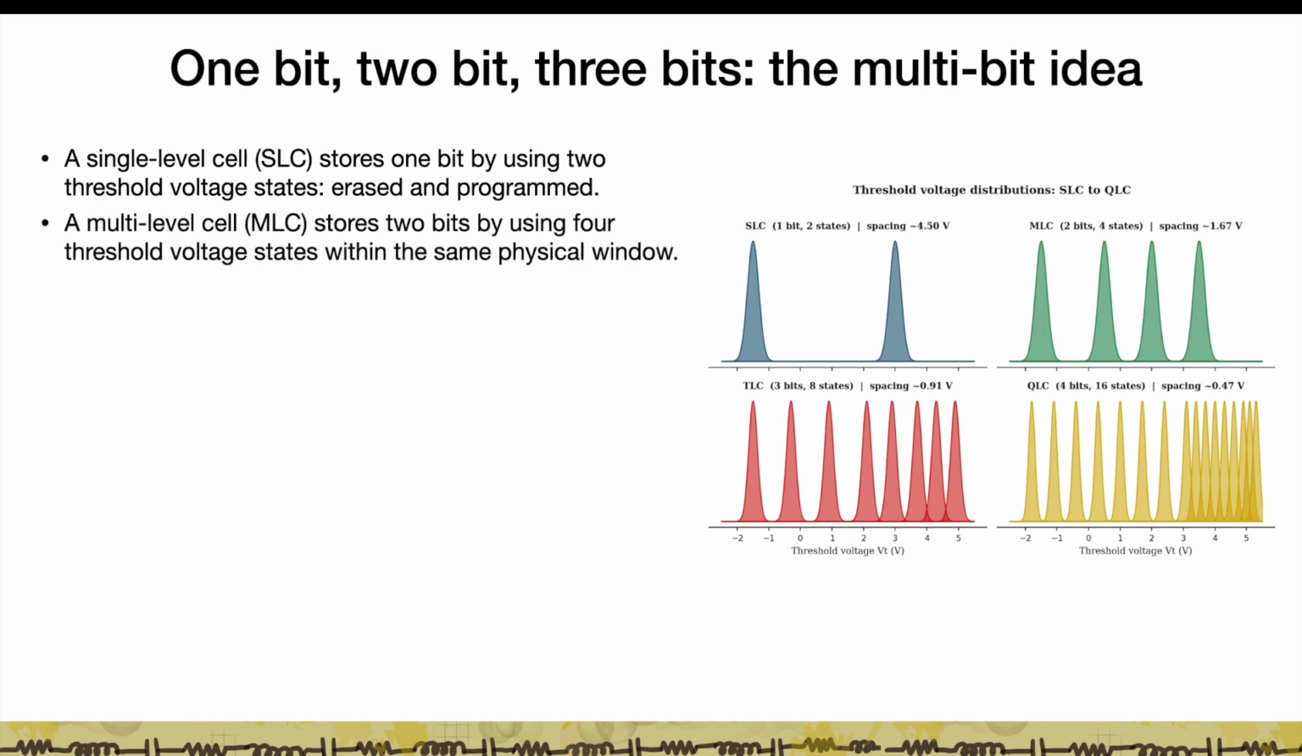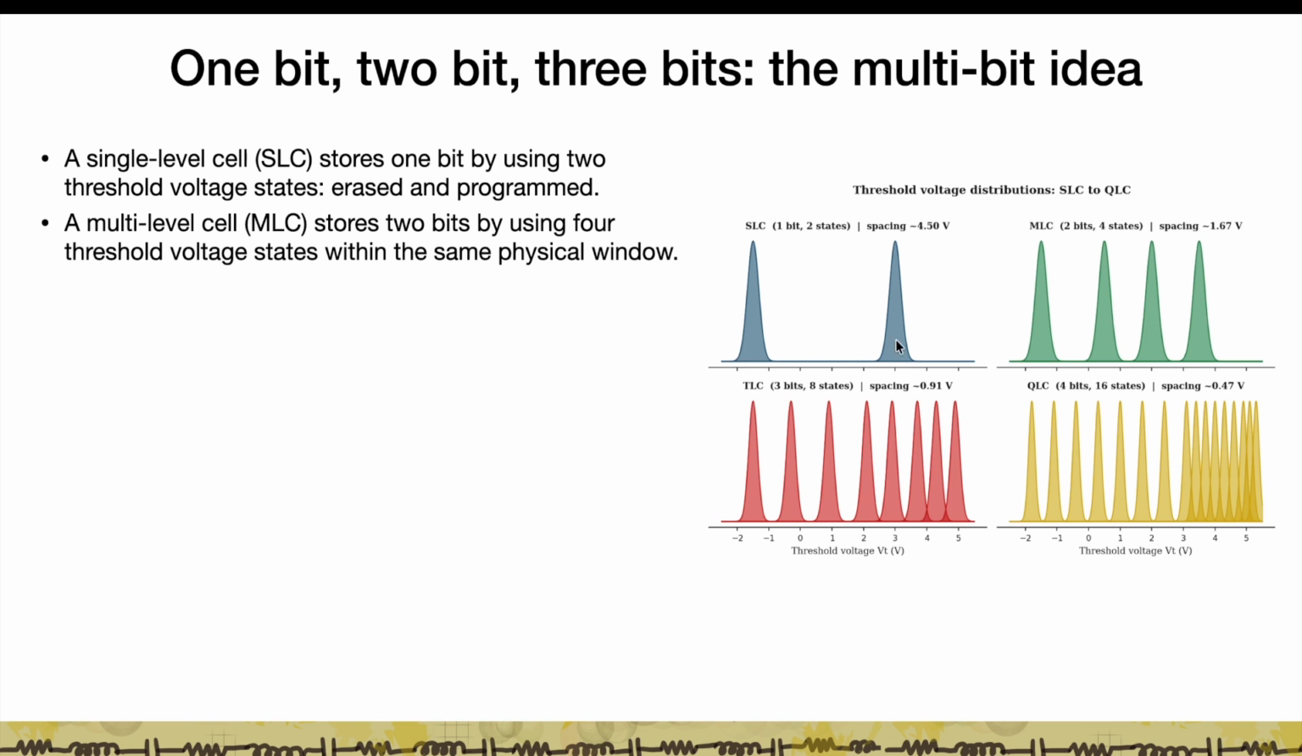Multi-level cell operation, MLC, TLC, QLC, stores more bits by dividing the same window into more threshold voltage levels. 2 bits per cell requires 4 distinguishable levels. 3 bits per cell requires 8. 4 bits per cell requires 16.